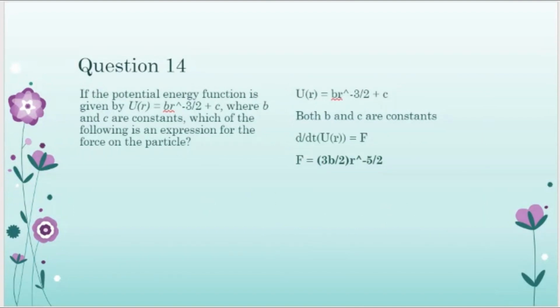So then for number 14, this is a potential energy equation. It says if the potential energy function is given by U(r) = br^(-3/2) + c, where b and c are constants, which of the following is an expression for the force on the particle? Now, because b and c are constants, we can simply take the derivative of the potential energy equation to get force, and that will give us a force equal to 3b over 2 times r to the negative 5 halves.